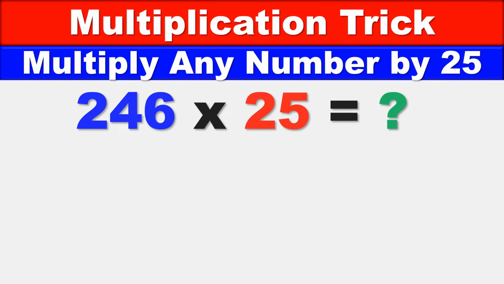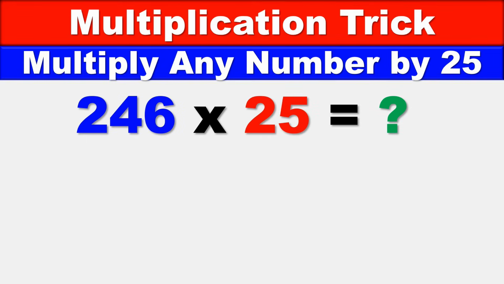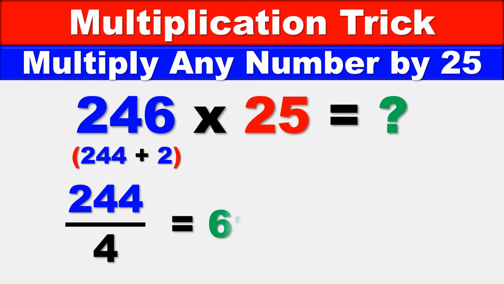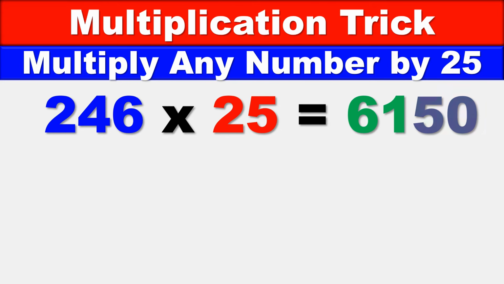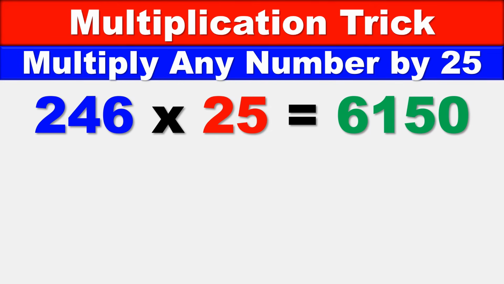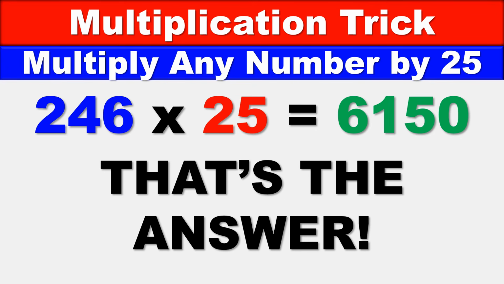Say 246 times 25. Now, 246 also does not evenly go into 4, so we have to find the closest multiple of 4 without going over 246. In this case, it's 244, which, when divided by 4, is equal to 61. As 246 divided by 4 leaves us with a remainder of 2, this means that we have to put a 50 at the end, which means that 246 times 25 is 6,150. And that is the answer.